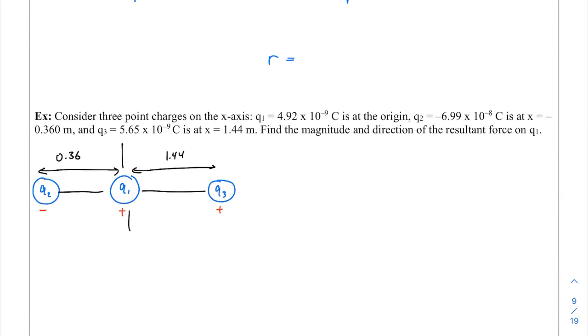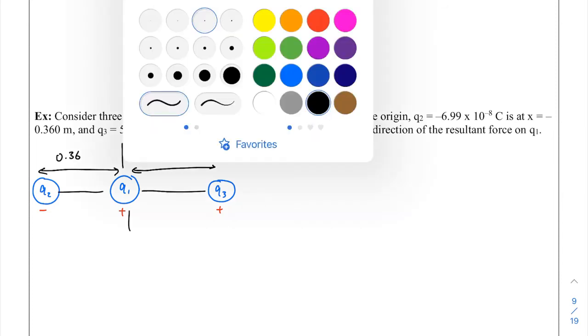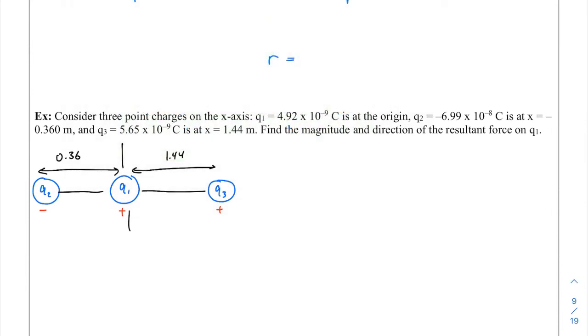Okay. So if I'm thinking just about forces and drawing force diagrams, I know if Q1 is positive and Q2 is negative, then Q1 is going to be attracted to Q2. So the force on Q1 due to Q2 is going to push it to the left. Same kind of thought process between Q1 and Q3. Q1 is positive, Q3 is positive, so Q1 is actually going to be repelled. So the force on Q1 due to charge 3 is going to be to the left as well. Okay, so those are the directions.